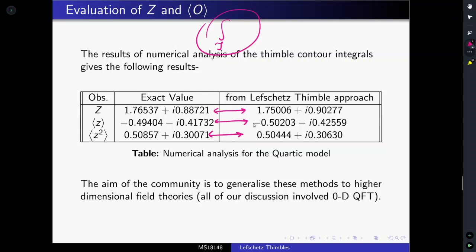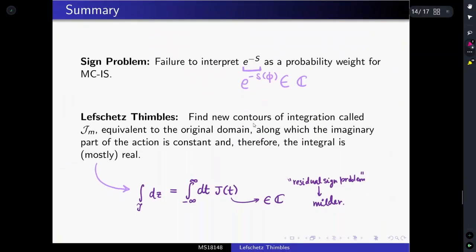The aim of the community is to generalize these methods to higher dimensional QFTs. A summary of this whole thing is that the sign problem arises as a failure to interpret the probability weight in the Monte Carlo importance sampling, which is because the action becomes complex. The Lefschetz thimble method proposes that we find new contours of integration, known as the thimbles, which are equivalent to the original domain, along which the imaginary part of the action is constant. So the phase comes out, and the integral is almost evaluatable.